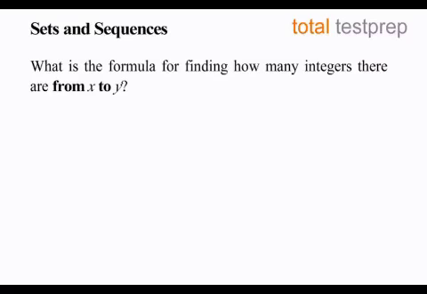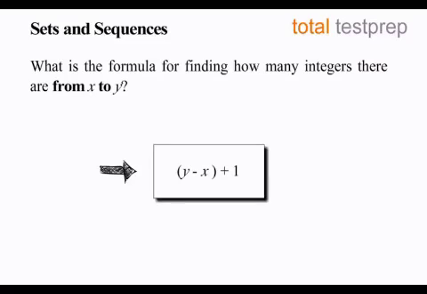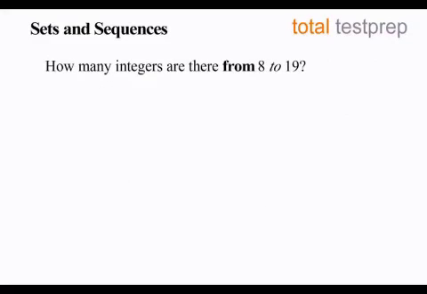What is the formula for finding how many integers there are from x to y? It's y minus x plus 1. So for example, how many integers are there from 8 to 19?